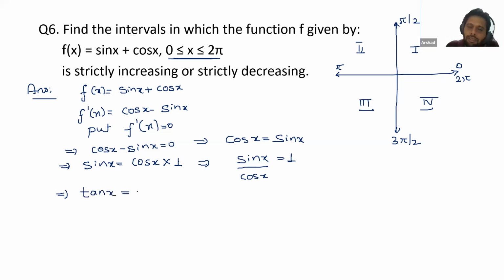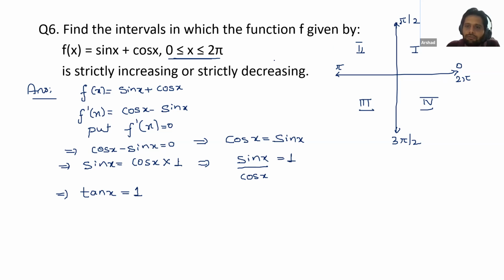Now we can find the critical points. It is easy for us to find the critical points at this stage. Hope this is clear to everyone. Tan x is equal to 1. Now, in which quadrant do you need to find the angle? From 0 to 2 pi. So you can find in all these quadrants. So I have done till now. Okay, I will solve this further.